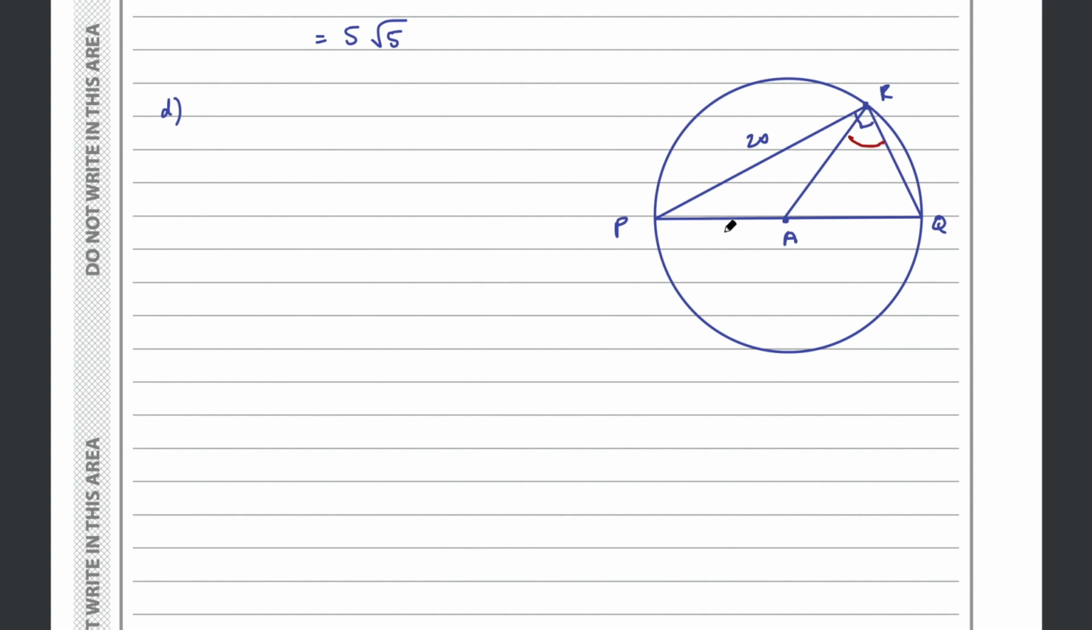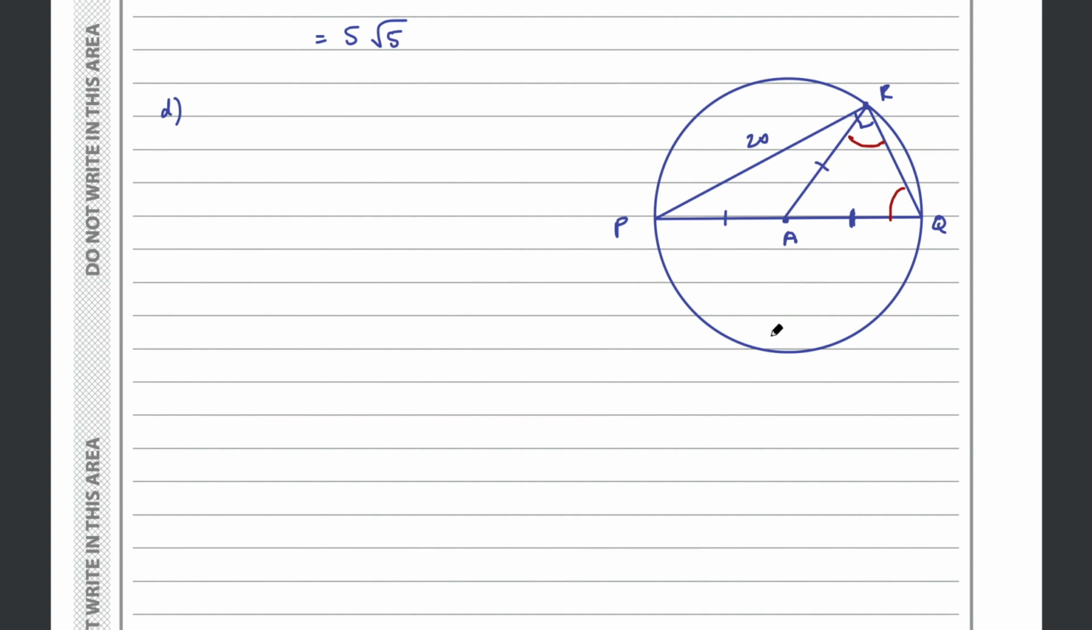One thing I know is that AP is the radius, AR is the radius, and AQ is also the radius. And then as soon as I draw in those lines, I'm seeing that this triangle ARQ must be isosceles. So therefore, these two angles here must be equal, right? The base angles of an isosceles triangle are always equal. So AQR or even PQR is equal to ARQ.